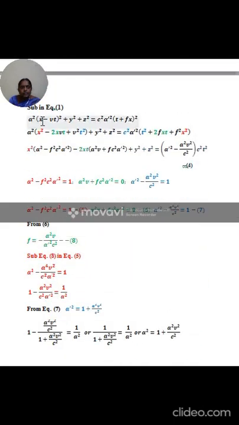So expanding this, this is of the form (a minus b) the whole square. So expanding, we get alpha squared into (x squared minus 2xvt plus v squared t squared) plus y squared plus z squared is equal to c squared alpha prime squared into, expand this again in terms of (a plus b) the whole square, we get this equation.